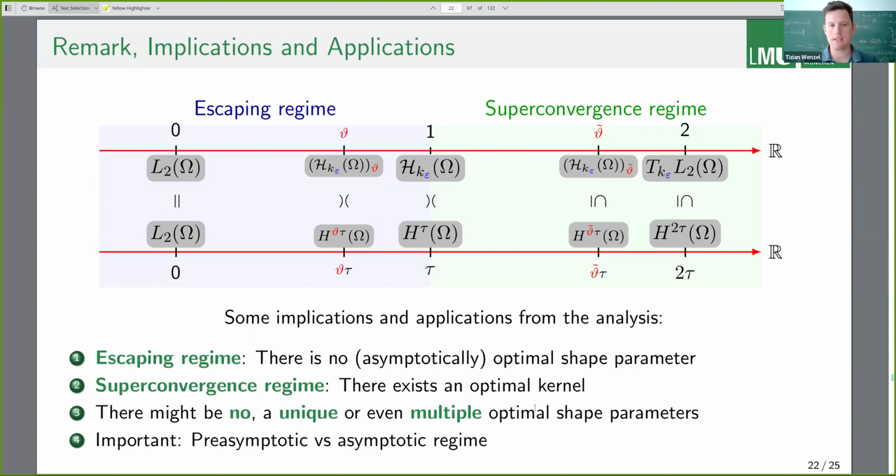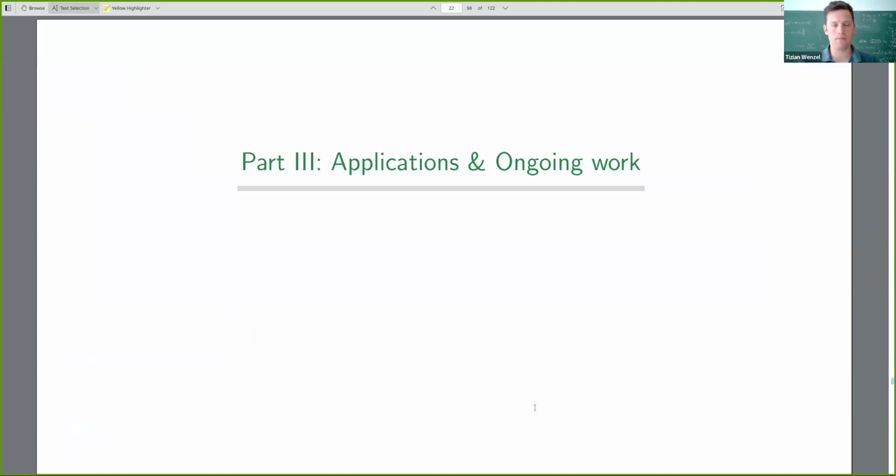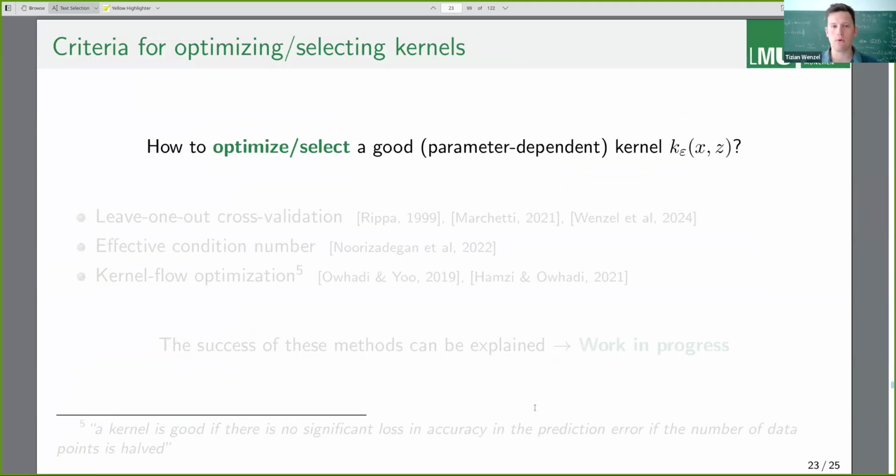Okay, and with this, I can also comment on some ongoing work and some applications of this. And first of all, I want to comment on some methods which are used to optimize or to select a good parameter-dependent kernel. So usually your radial basis function kernel, for example, has the shape parameter, but you can also make use of more shape parameters like a full matrix, or you could also have some inner functions which you would like to optimize. And then there are different methods.